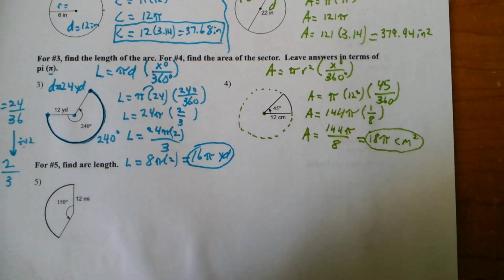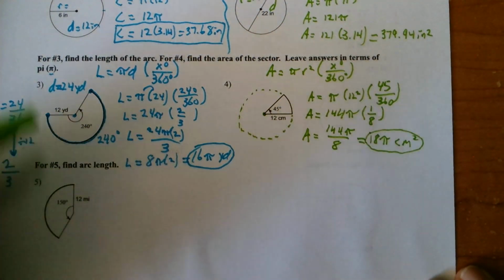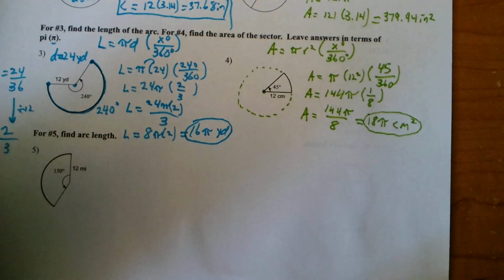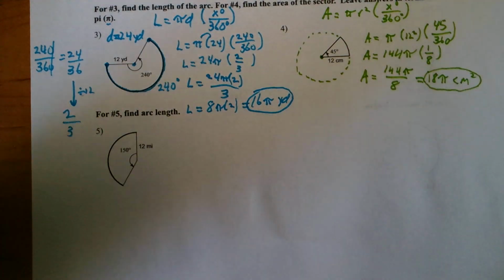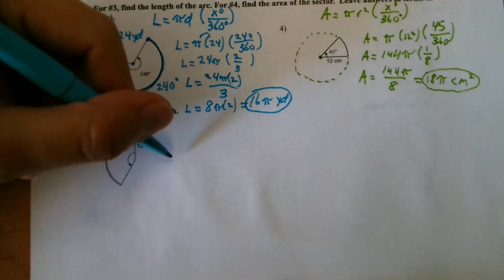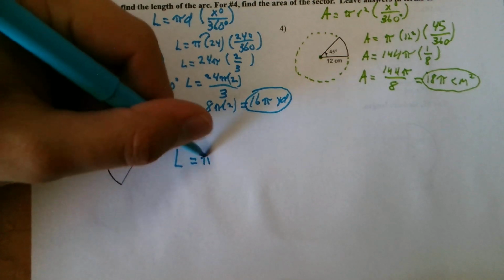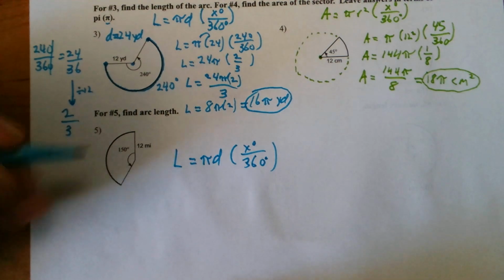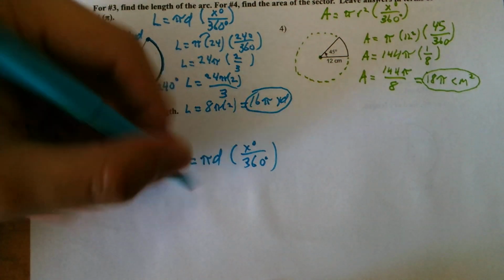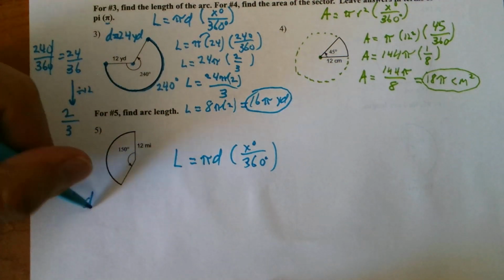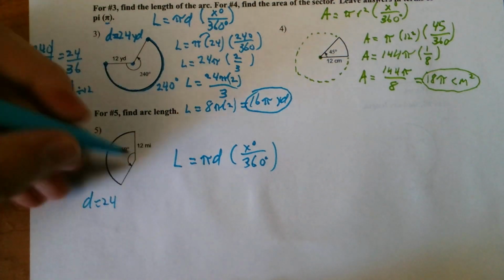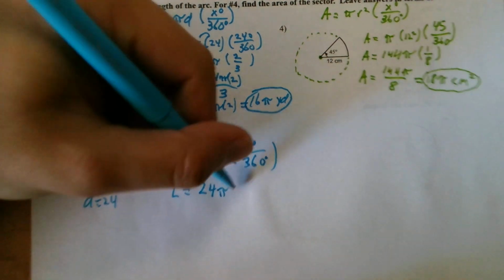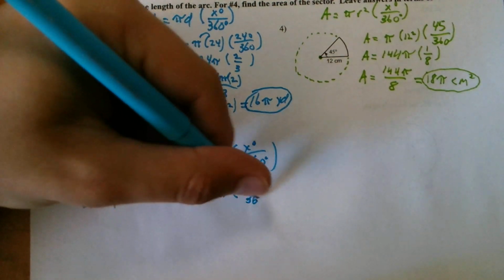Okay. So that gives you a good example of arc length and sector area. We can do one more just to show you arc length again. So for this one, arc length, remember your formula for that? Pi times diameter times x over 360. In this case, radius is 12, so diameter would be 24. And then the angle is 150. So it's going to be 24 pi times 150 over 360.